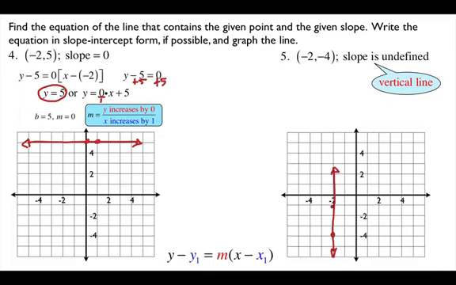Now what is the equation of the line? We cannot put it in slope intercept form because it's a vertical line, but I know that any vertical line is x equals a real number. What real number? The x value of the point. So that's why the answer is x equals negative 2. Let's move on to number 6.